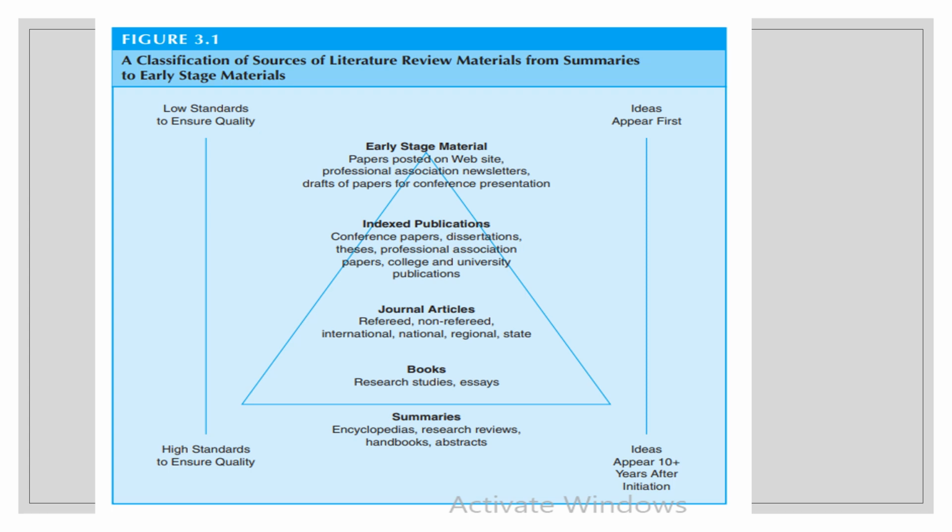Figure 3.1 here shows the classifications of the source of literature review materials, from summaries to early stage material. In this case, the bottom part is the high standard to ensure quality, and the top side is the low standard to ensure the quality.